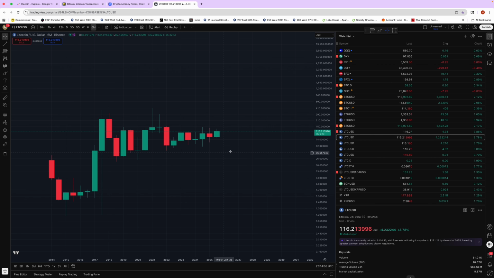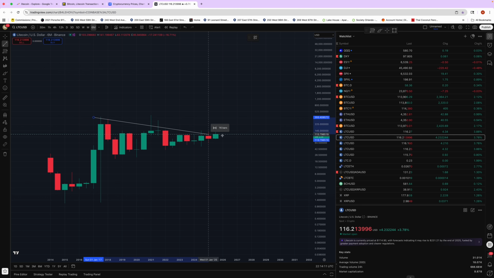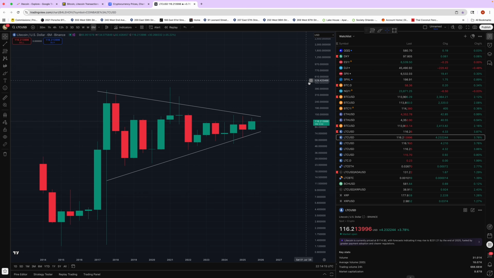Many people are familiar with these triangular type structures. Technical analysis around triangles developed because it's a period where the market's consolidating, right, within a tighter range over time. So this is 8 years practically that Litecoin's been in this range. It's a period of indecision in the market.